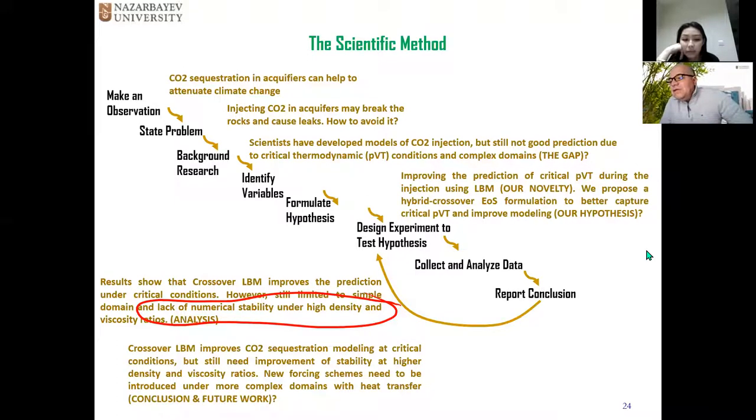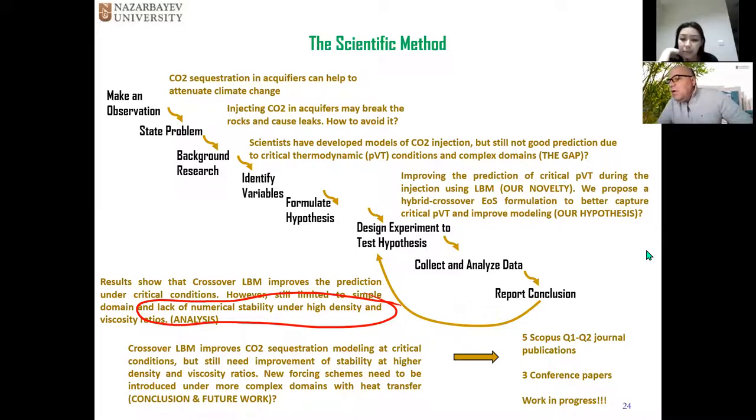So with this, we concluded that the LBM model for multiphase flow carbon dioxide sequestration was improved by the approach Baghdad-Gul proposed, but there are still some gaps to fill as future work. And that's the way science works. We solve a tiny part of the problem and we contribute to science, but more questions come to continue working. That's the way we typically work in science.